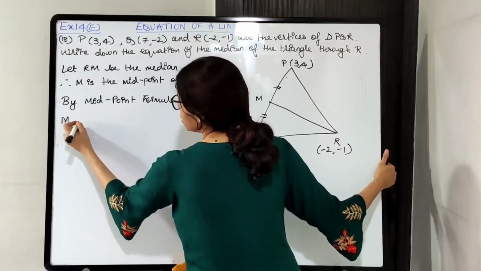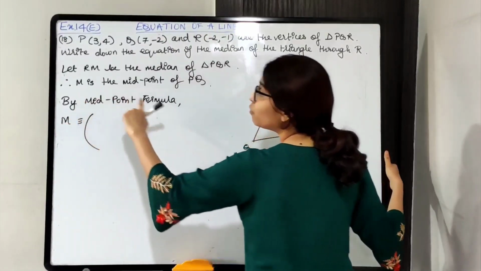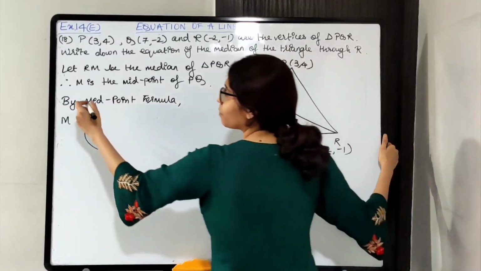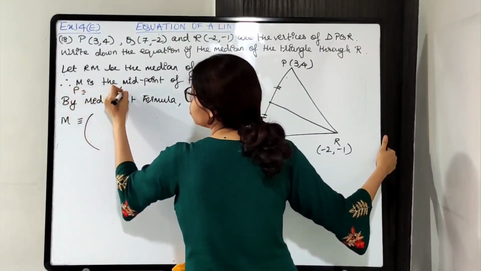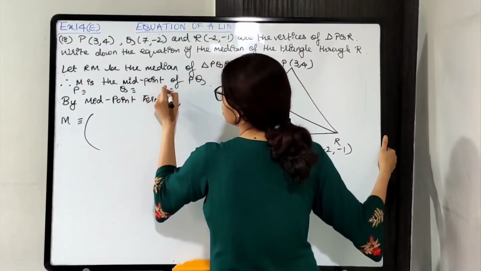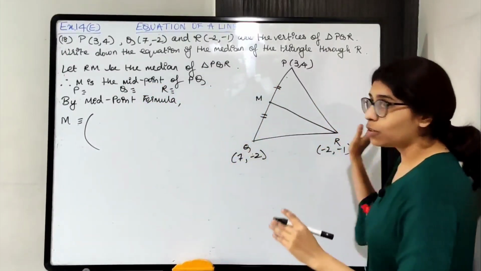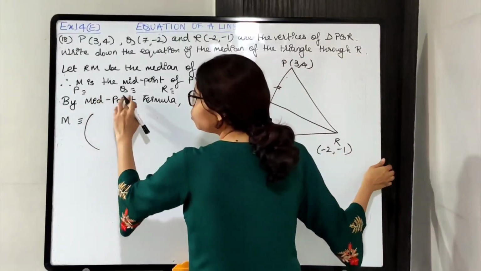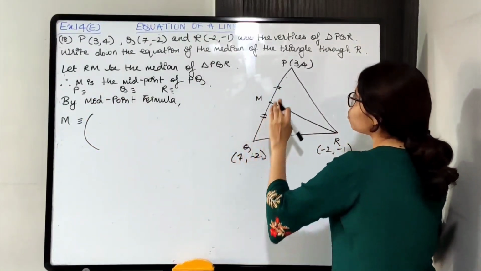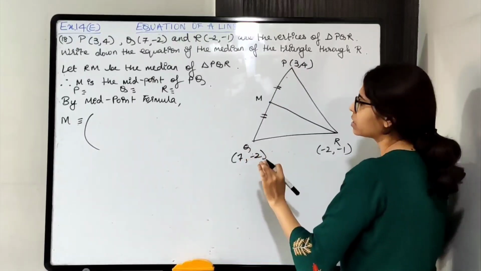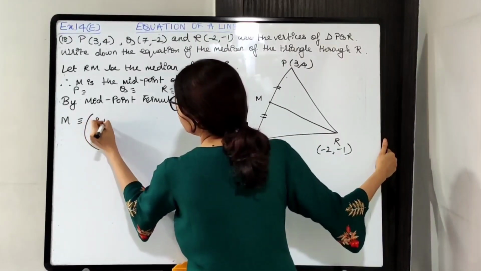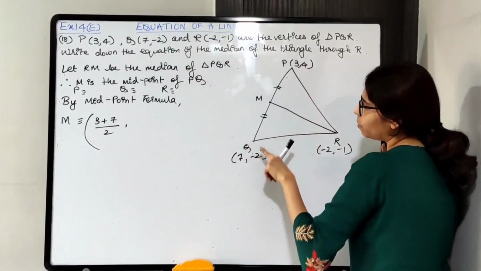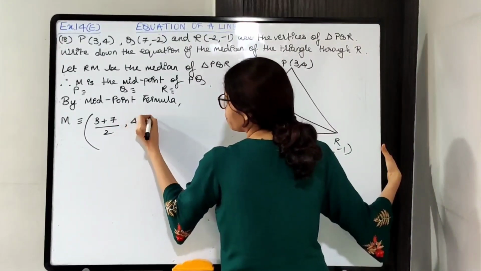what will be the coordinates of M? Before this, just write down the coordinates of P, Q and R. I forgot to write. Write the coordinates of P, write the coordinates of Q and write the coordinates of R. Okay, so always write down the given information first. M is the midpoint of PQ. So we add the x coordinate of P and the x coordinate of Q and divide by 2. Same way for the y coordinate, 4 + -2 divided by 2.